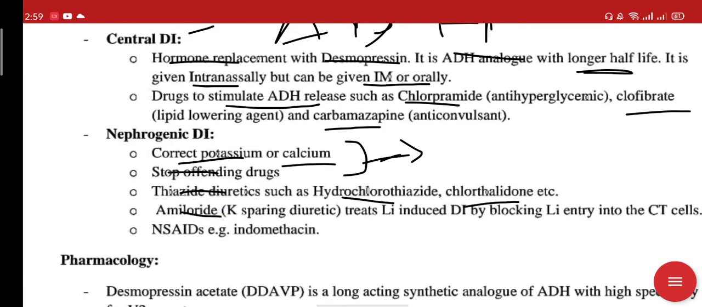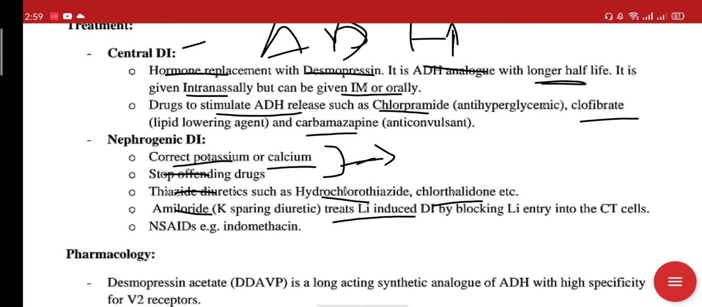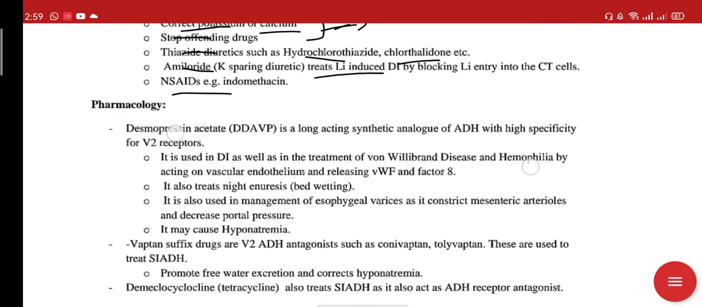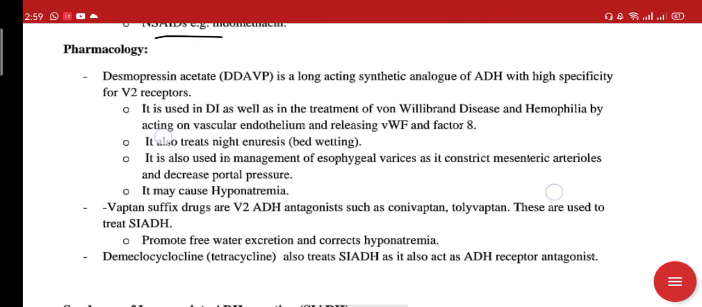Moreover, amiloride, which is a potassium sparing diuretic, treats lithium induced diabetes insipidus by blocking lithium entry into the collecting tubules. We know that lithium is one of the drugs that causes nephrogenic diabetes insipidus, so its action can be spared by amiloride. Moreover, NSAIDs such as indomethacin can be used. A little bit to remember about the pharmacology of these drugs.